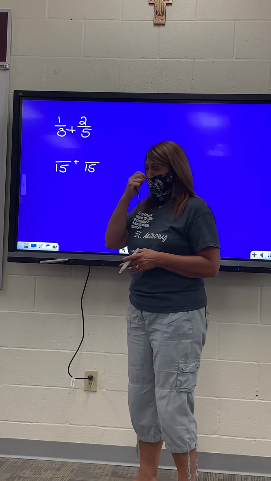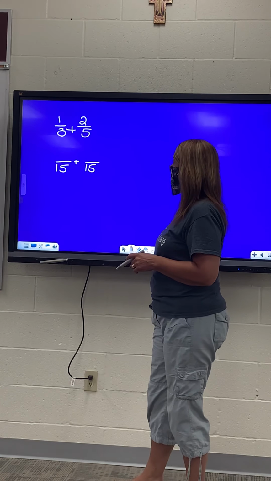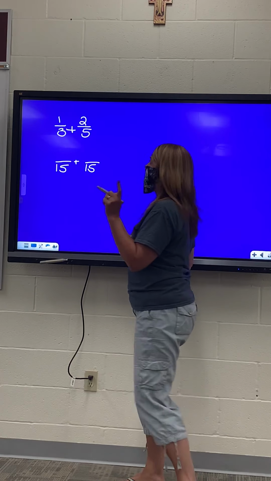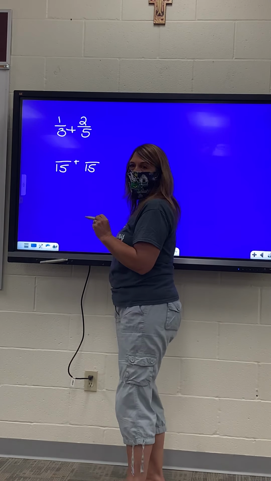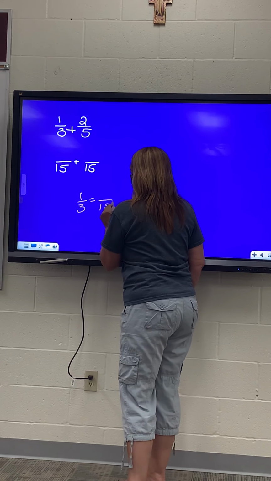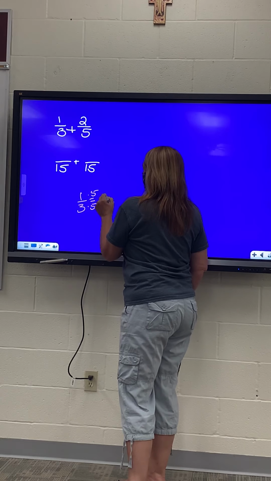So the first one would be 6. How did you get 6? Because you would go from 3 to 2 and then 5 to 1. No, that's a different concept you're thinking of. Instead, how did you get this 15? I multiplied. So if 1/3 is becoming something over 15, you multiply by 5. Multiply the top by 5. There you go, 5.